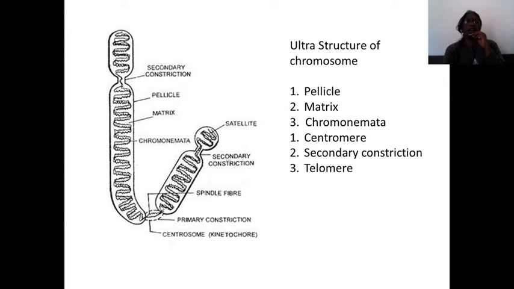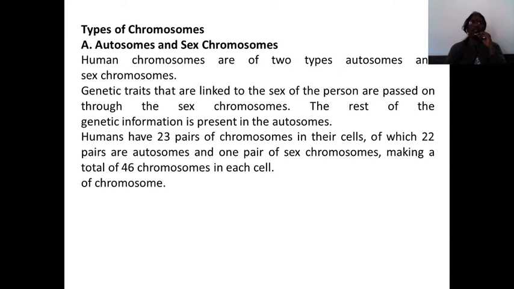Then these two arms are attached to each other with the help of this constriction, which is termed as a primary constriction or centromere or kinetochore. Then we observe here the secondary constriction, and the end of the chromosome is a telomere. One by one we will study the detailed structure of these chromosomes. Before that, we have to study the types of chromosome.